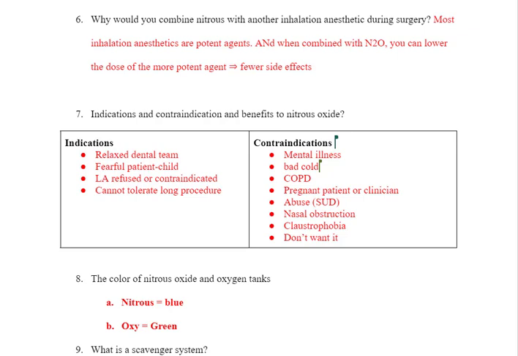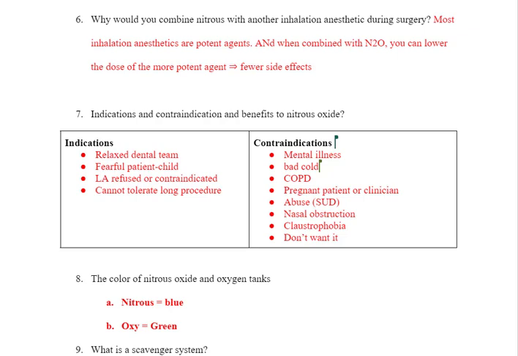Because they can't breathe it in. It goes over their nose. If they have a bad cold, they can't breathe it in. They tried it on my son. He was not relaxed. Son, he didn't like it. He was not relaxed at all. There's a claustrophobic feeling that can come over someone.